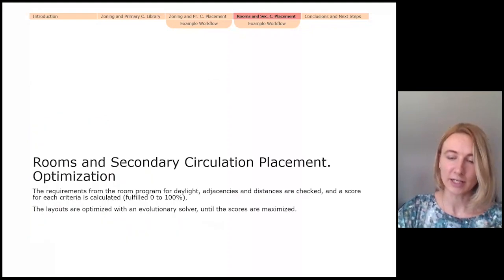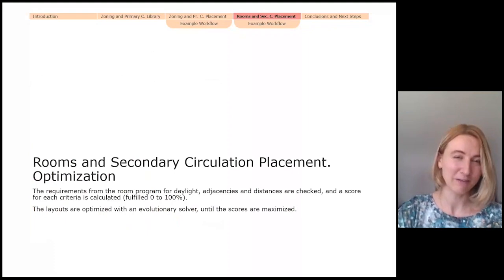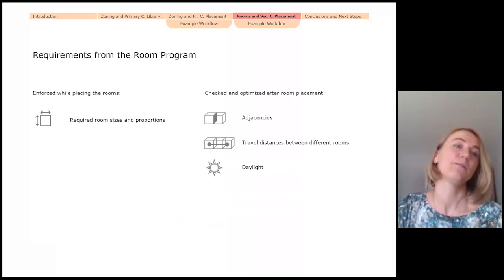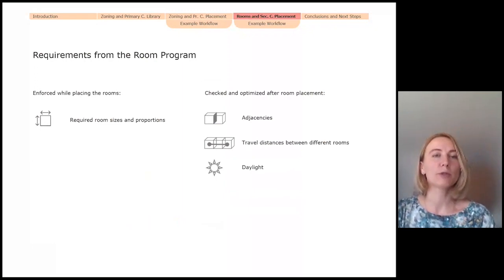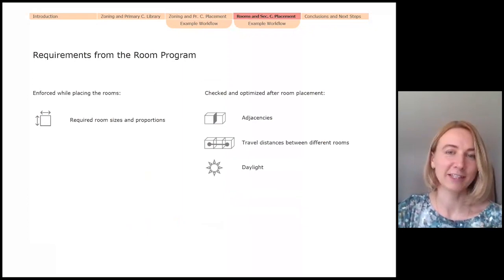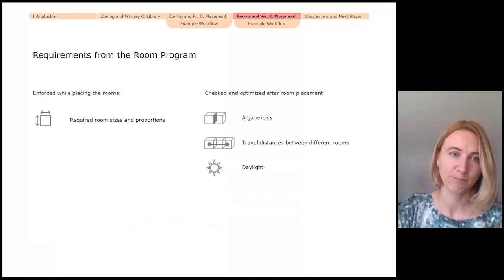So the optimization, as I mentioned, happened through Opossum evolutionary solver, and required room sizes and proportions were already enforced while placing the rooms, and the adjacencies, travel distances, and daylight were optimized later with the evolutionary solver.